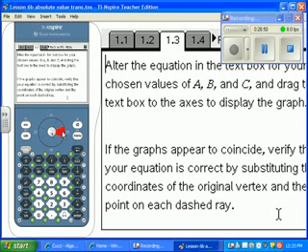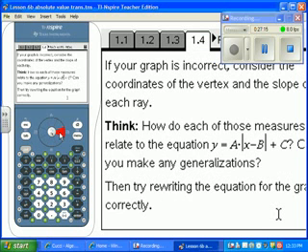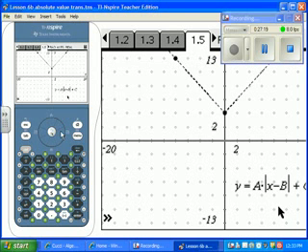After the equation, alter the equation in the text box with the chosen values of, we're doing M, B, and C instead of A, B, and C. And drag the text box to the axis to display the graph. If the graph appears to coincide, verify your equation is correct by substituting coordinates of the original vertex and the point. Okay, so let's look at it. Go to the next one. Okay, go to the first graph.